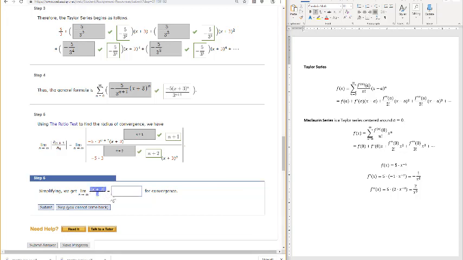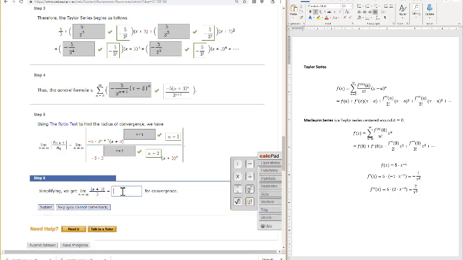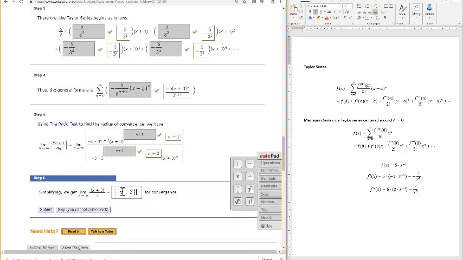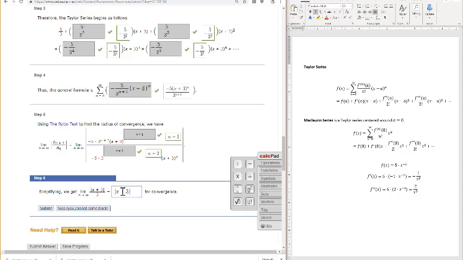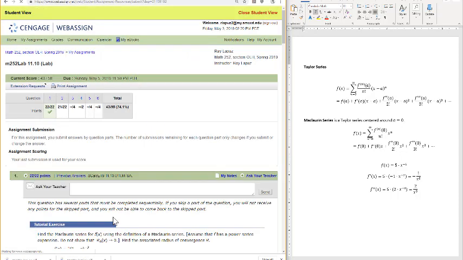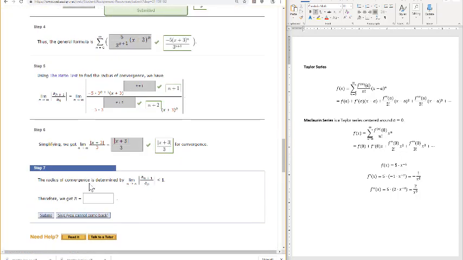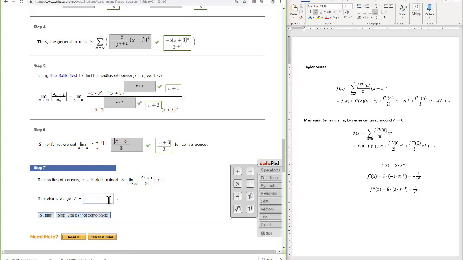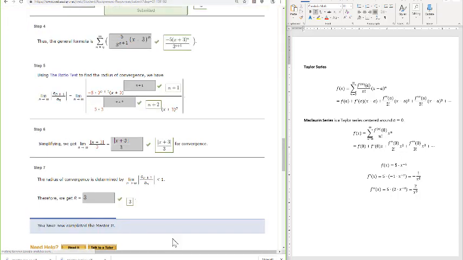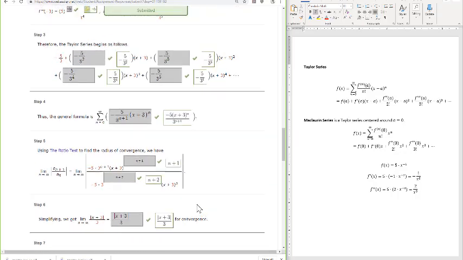So if we take the limit here, there's no more n's here, so it's actually going to be equal to the absolute value of x plus 3, divided by 3. And now, since this is your limit, we're solving for the x plus 3 here, so we're going to multiply by 3 on both sides, so the radius of convergence is going to be 3. Okay, so it looks like this problem is done.